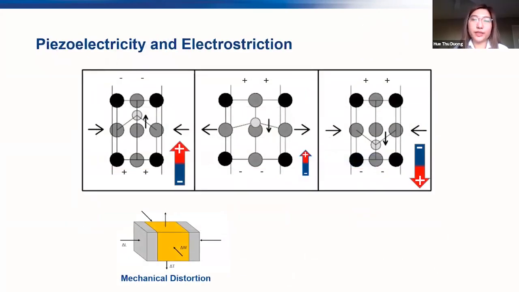Now, as mentioned previously, when an electric field is applied to barium titanate, which is a ferroelectric material, the titanium ion in the middle will shift within the crystal structure and become tetragonal. And when this happens, the structure will go through a mechanical distortion. So as the ion is moving with the voltage, the geometry of the part changes. This effect is called piezoelectricity and electrostriction.